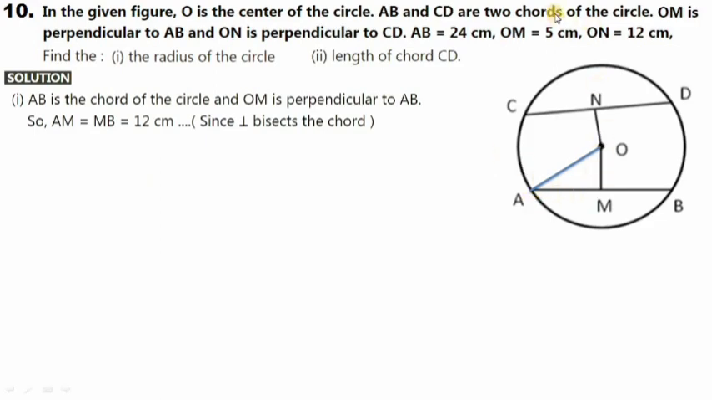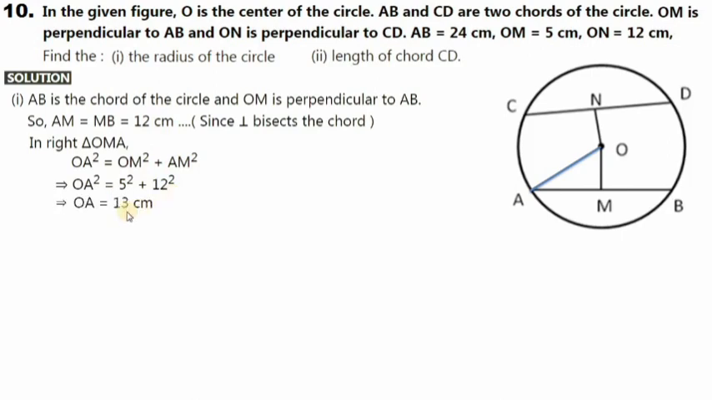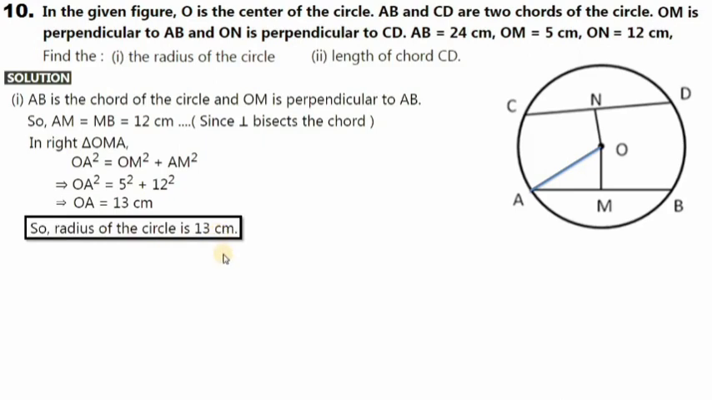Now what is OM? OM is given to be 5 centimeter. So in triangle OMA, you have Pythagoras theorem. Apply this. OM is 5, AM you know is 12, just now we found it. When you simplify this, it turns out to be 169. So OA square is 169 means OA will be root over 169, which is 13 centimeter. So we got the radius, that is the first thing. The radius of the circle is 13 centimeter.